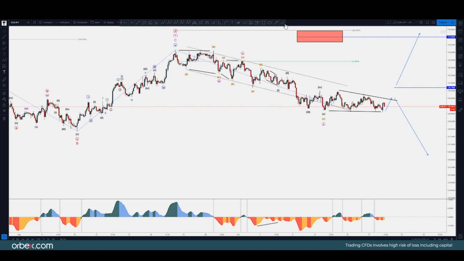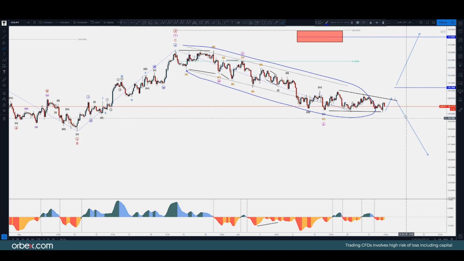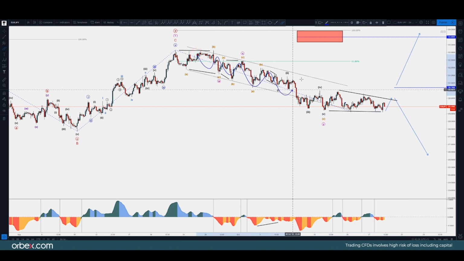So Euro Yen, this has a difficult structure right here. However, the way it moves could be corrective, right? Because it's hovering around right here, and this could be a triangle, in which case a bounce could actually occur. But even so, if this actually happens, I would see this as a possible completion of a larger degree pattern, which could push this very, very low, right?